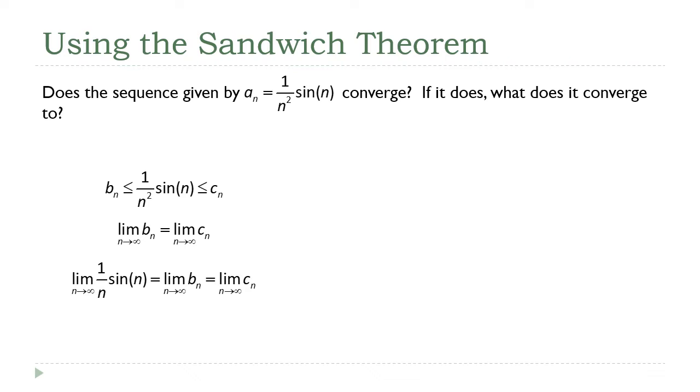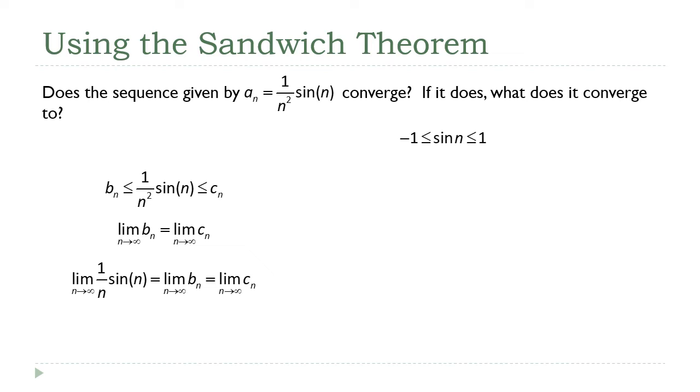Okay, so the trick to using this theorem is coming up with those b sub n and c sub n, right? The two sandwiching sequences. So here's what I'm going to do. Let's start with this. The sine function, we know that's always between -1 and 1.